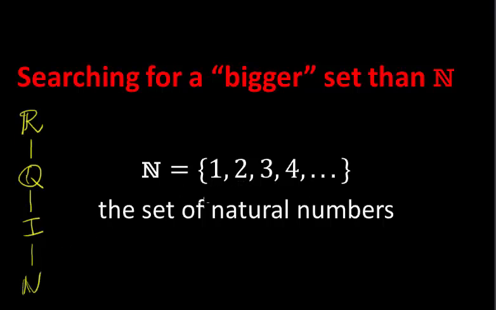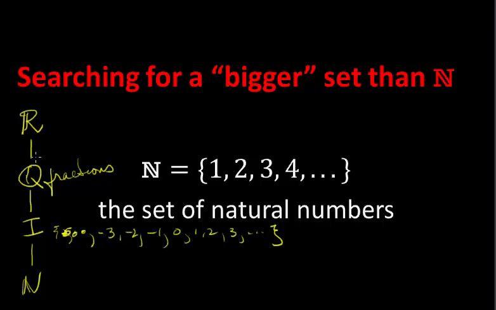So the natural numbers are just the counting numbers written here. The integers are all the positive and negative ones, including 0. Let me do it this way: minus 3, minus 2, minus 1, 0, 1, 2, 3, ... That's our integers, the negative and positive whole numbers. Q is the set of all fractions. And R is the set of real numbers, all decimal numbers, irrational and rational.